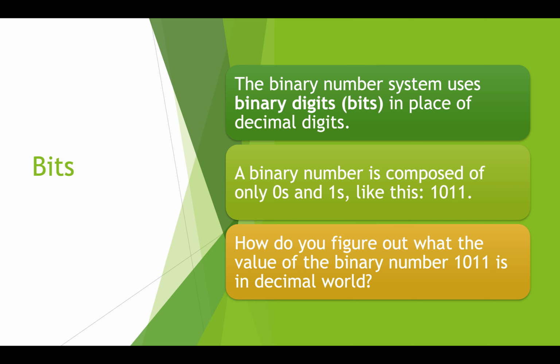Bits. The binary number system uses binary digits, bits, in place of decimal digits. A binary number is composed of only zeros and ones, like this: 1, 0, 1, 1. How do you figure out what the value of the binary number 1, 0, 1, 1 is in decimal world?